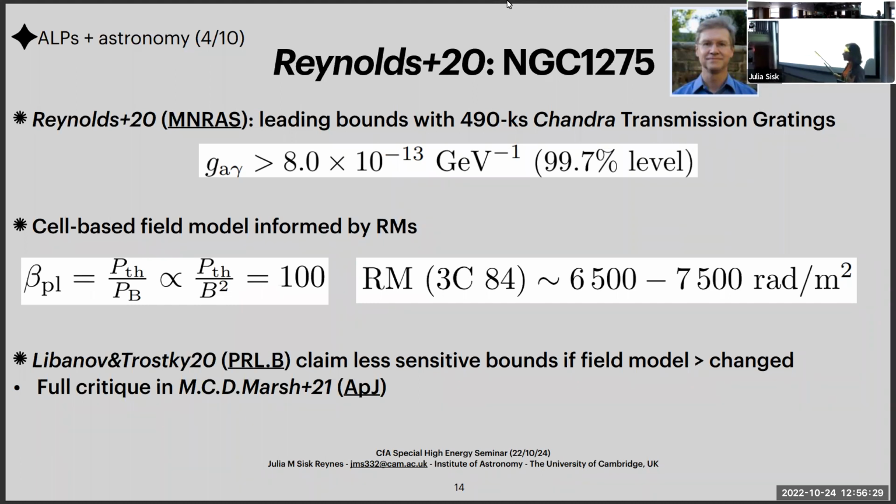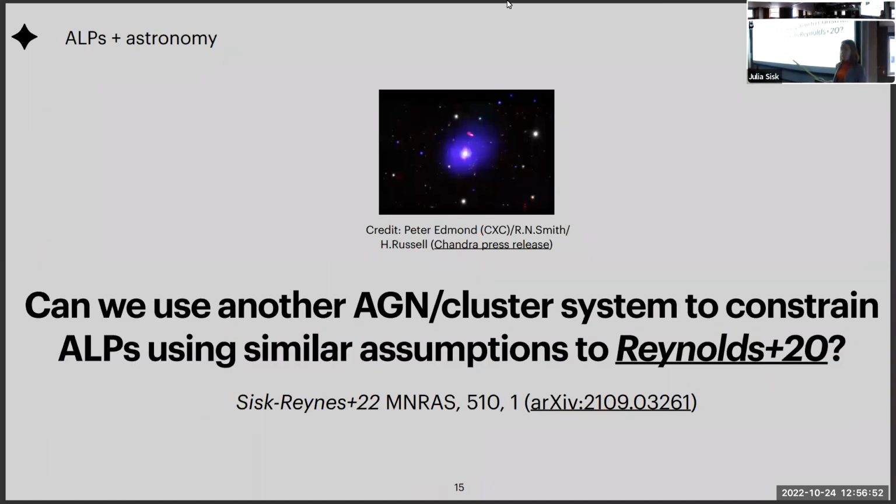However, there was a study that suggested that if the magnetic field configuration that Reynolds 2020 had used changed, then these bounds on axions would become even 2 orders of magnitude less sensitive to constraining these particles. So when I started my PhD, what we wanted to answer is whether we could use another cluster AGN system to constrain these particles. And the answer is yes.